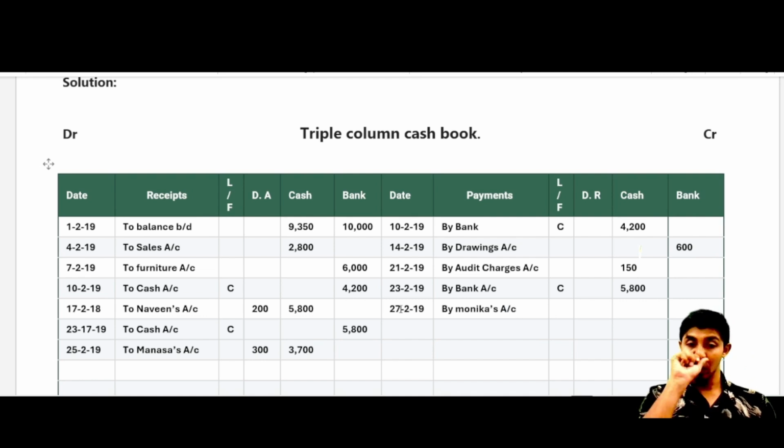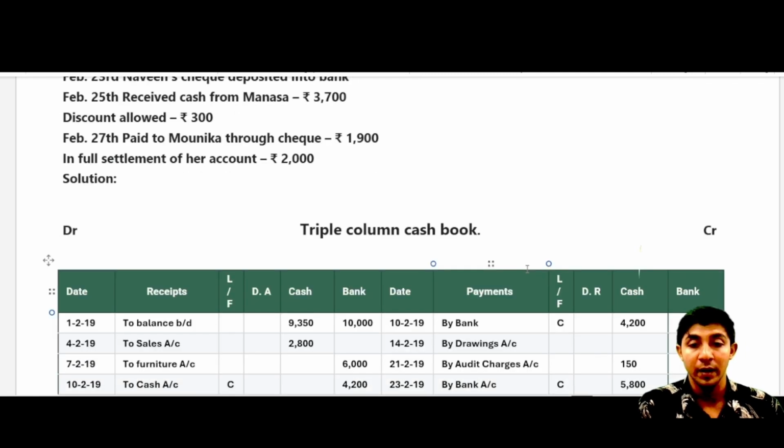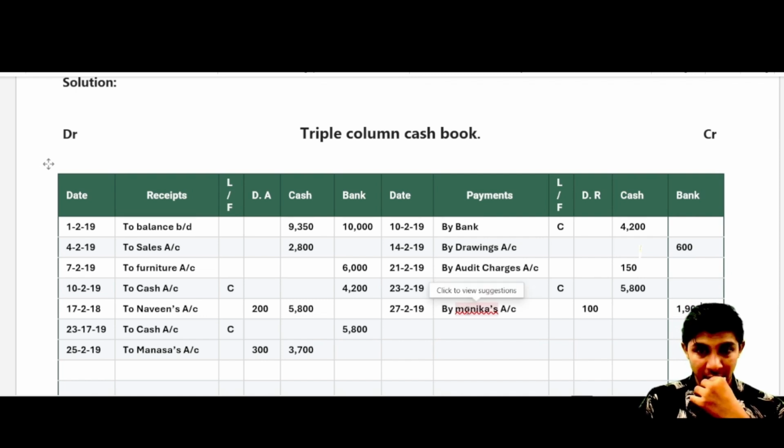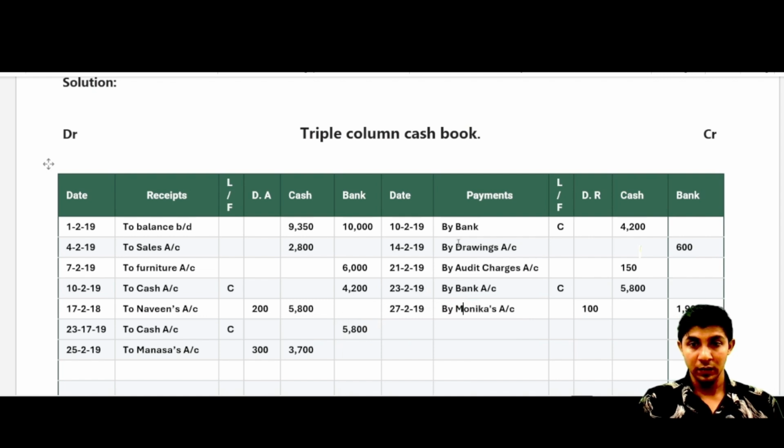What is the amount? How much did you pay Monica through cheque? You paid 1900, so how much discount did we get? 100, right? And you gave a cheque, so you have to record in the bank column, that is 1900. Now everything is done, now we need to do the total.